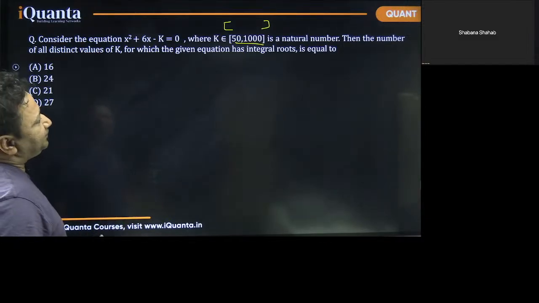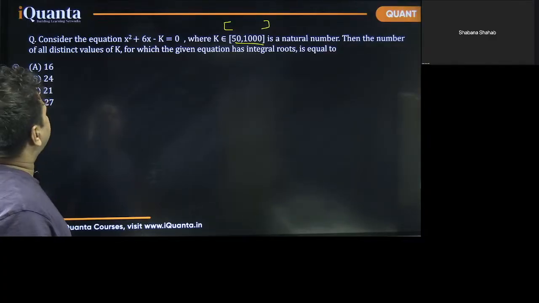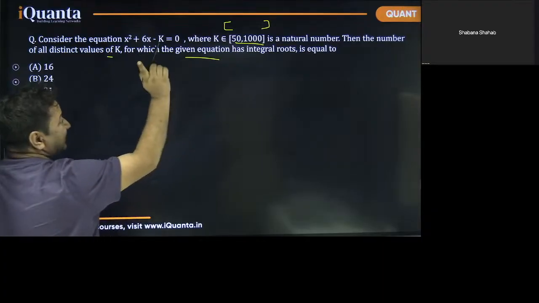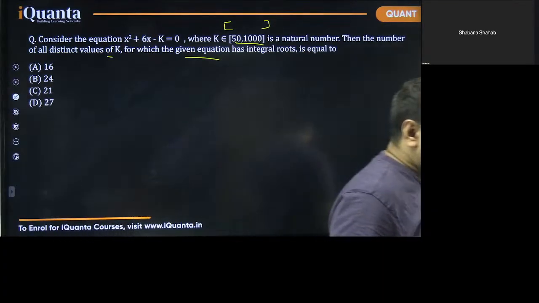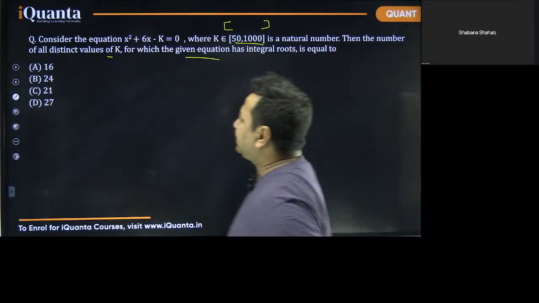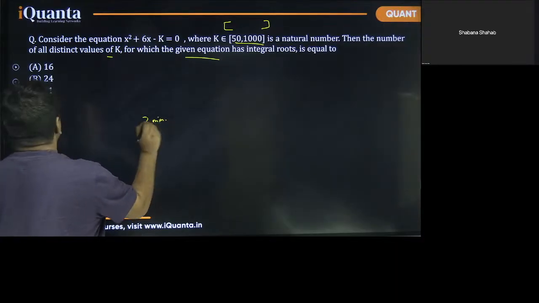It's a natural number: 50, 51, 52, and so on. Then the number of all distinct values of k for which the given equation has integral roots is equal to what? All right. This is a question which I would say is based on properties of roots, nature of roots, and this will not take you more than 2 minutes. So this question is a must do.